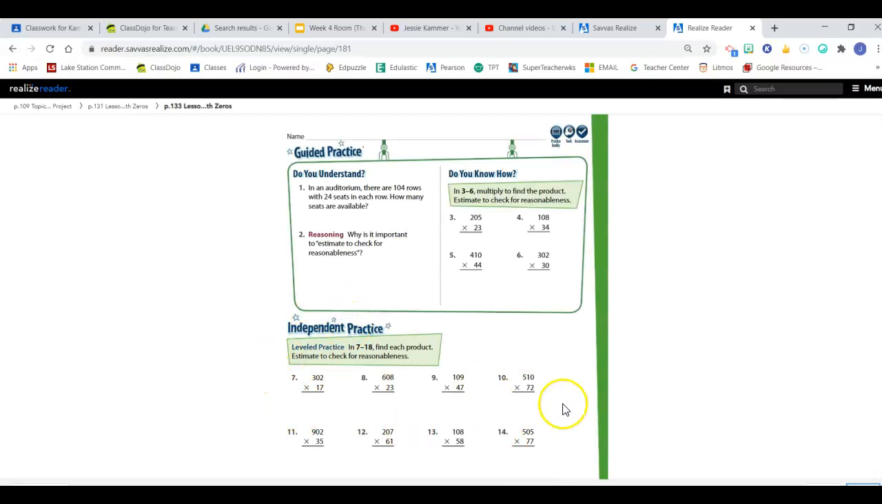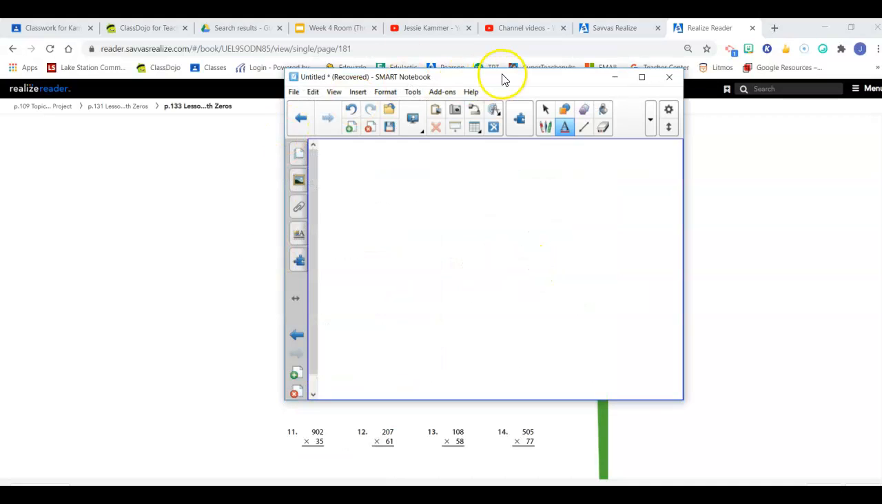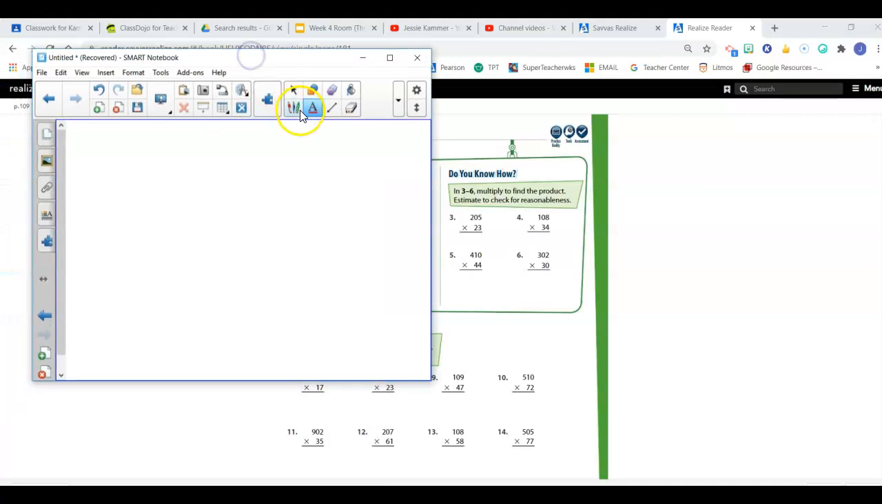Now, I did 7, 8, 9, and 10 for you in the room for practice. We're going to go ahead and do numbers 3, 4, 5, and 6 as practice now. So I'm going to pull up my thing here. Okay, and we are multiplying 205 times 23.